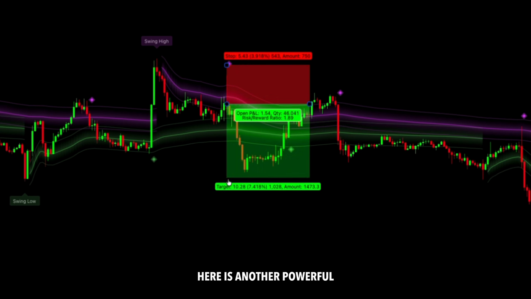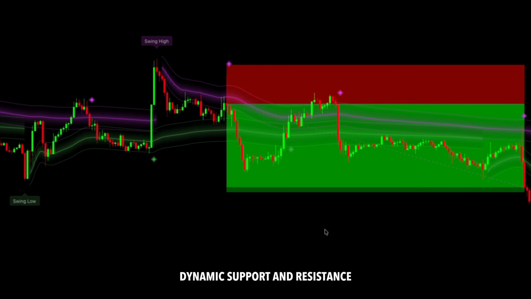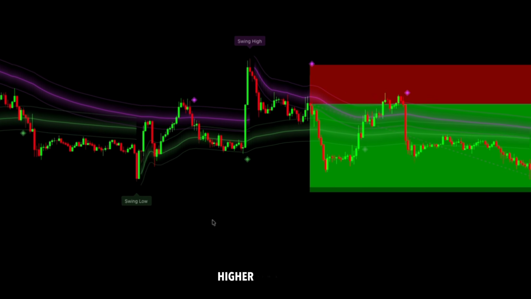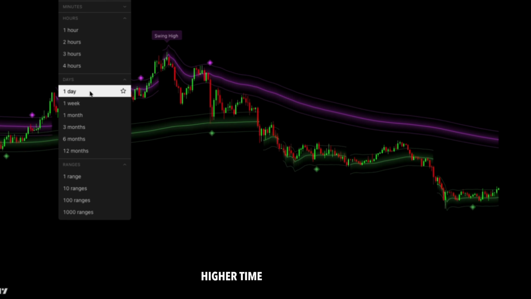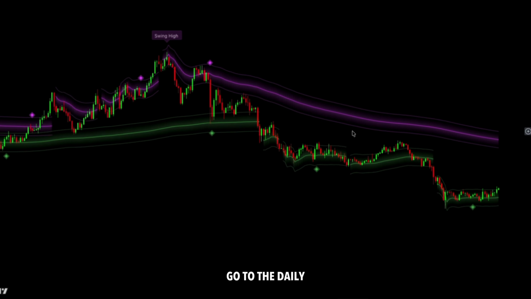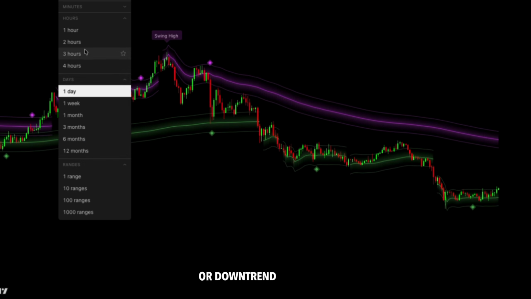Here is another powerful way to use this indicator. Treat the bands as dynamic support and resistance zones and combine them with higher time frame trend direction. Start by identifying the higher time frame trend. Go to the daily or weekly chart and determine if the market is in an uptrend or downtrend.